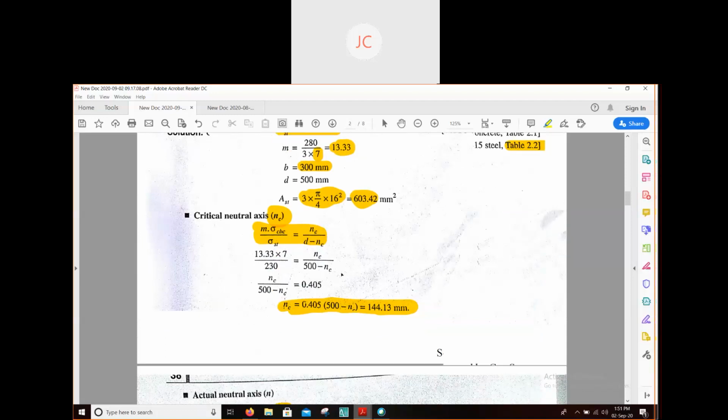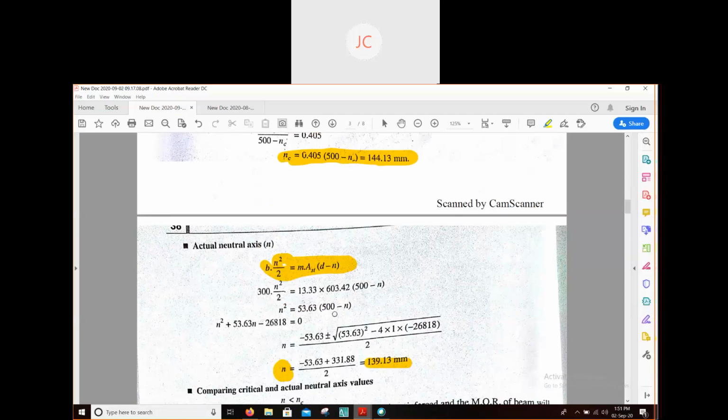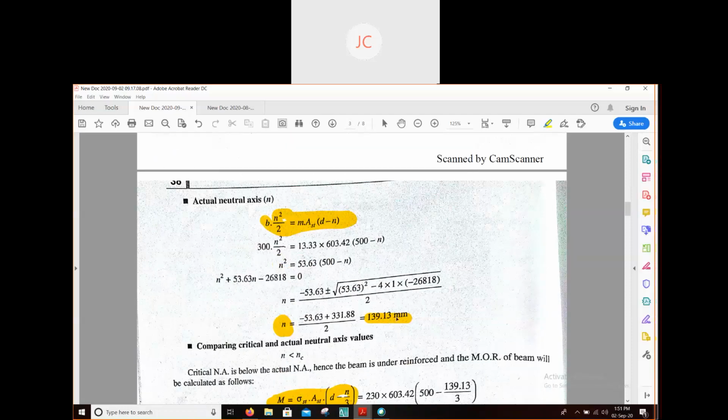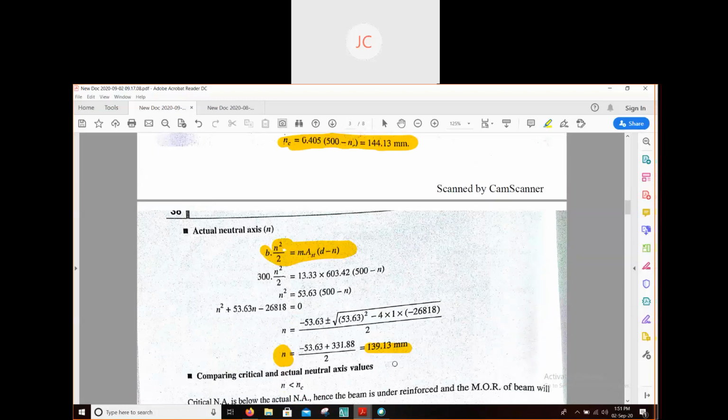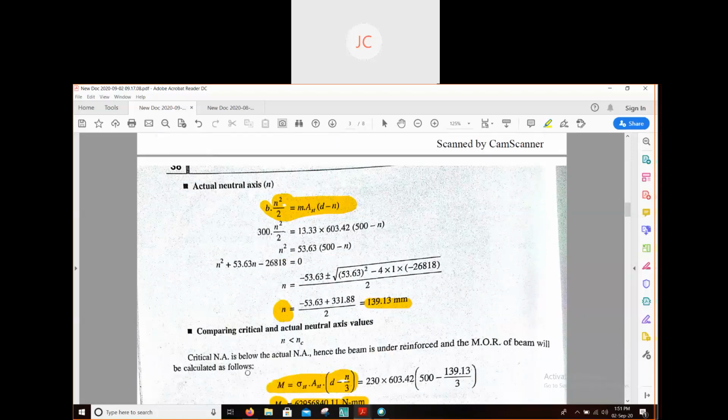n is unknown. So if you solve this equation in your calculator, you will get n equal to 139.13. Now if you compare these two values, nc and n, you can see that the actual neutral axis depth is less than the critical neutral axis depth. So this is the condition for an under reinforced section, and hence the moment of resistance of the beam will be calculated by this formula.